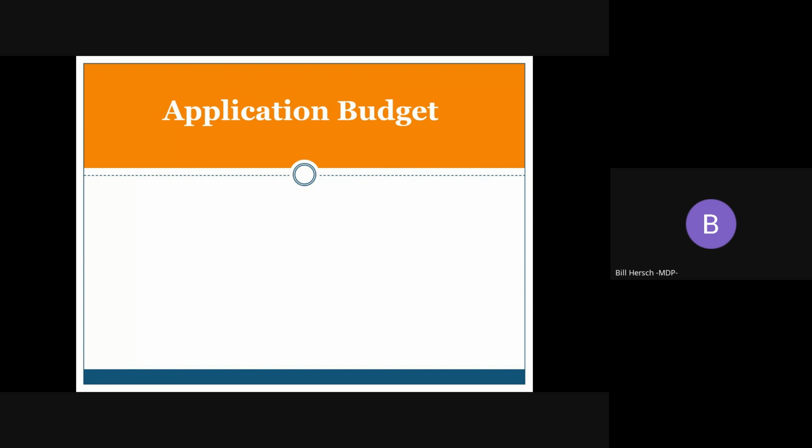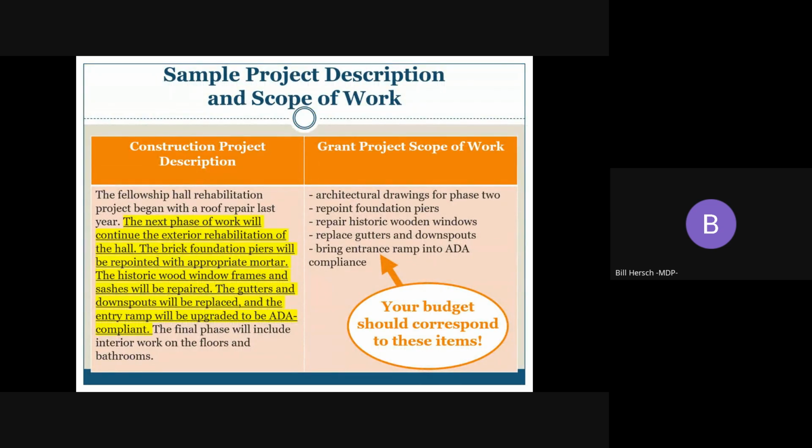Now let's focus on what to provide in your application budget. You can't create a budget without knowing what your project scope of work will be. So going back to when we talked about the construction project description section, this is where you're going to talk about your entire construction project, even work that grant funds aren't being requested for.